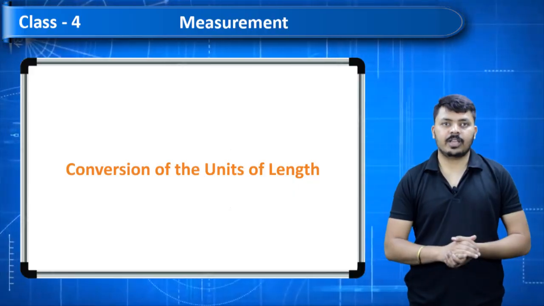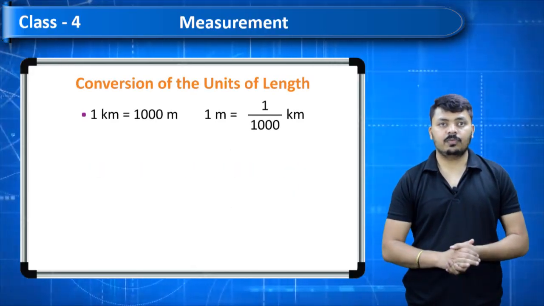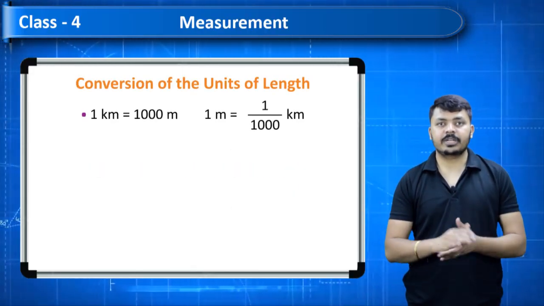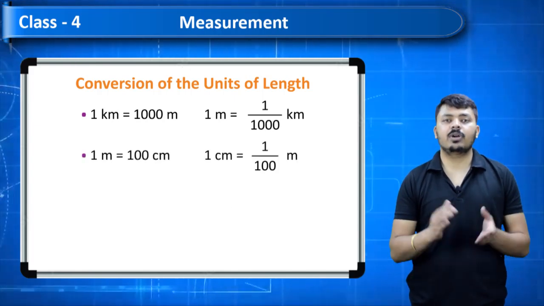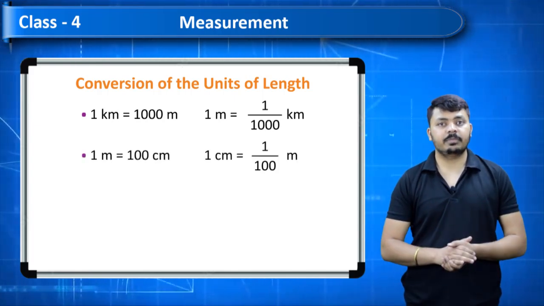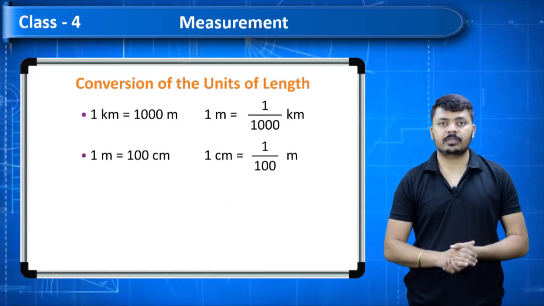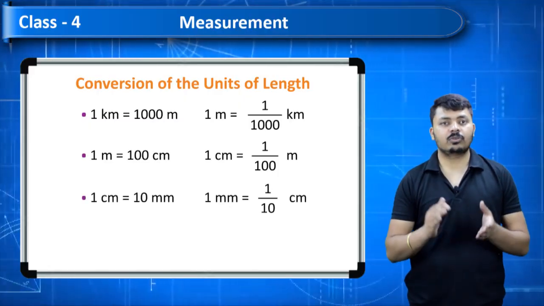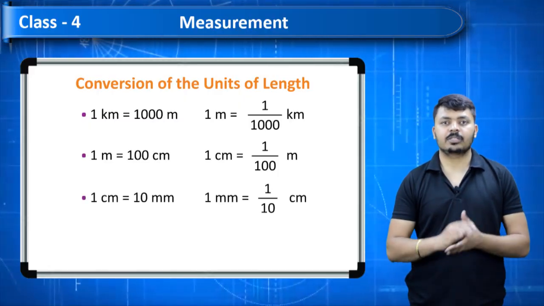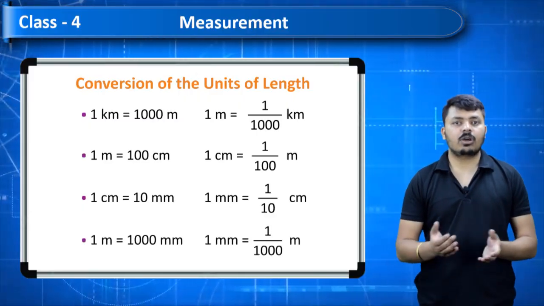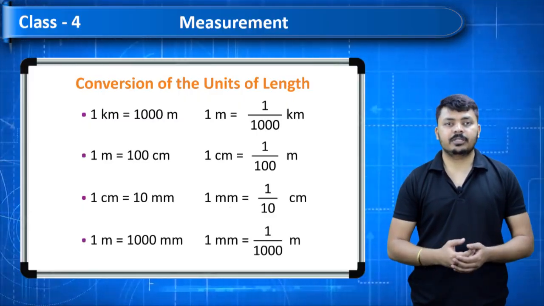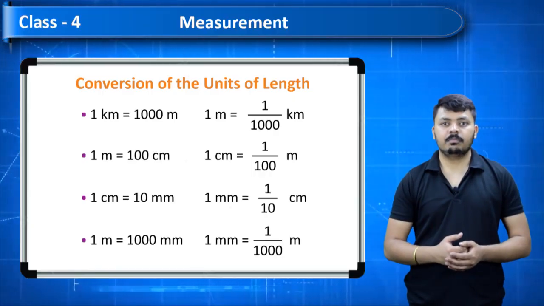Conversion of units of length. 1 kilometer is equal to 1000 meter. 1 meter equals 1 by 1000 kilometer. 1 meter is equal to 100 centimeter. 1 centimeter is equal to 1 by 100 meter. 1 centimeter is equal to 10 millimeter. 1 millimeter is equal to 1 by 10 centimeter. 1 meter is equal to 1000 millimeter. 1 millimeter is equal to 1 by 1000 meter.